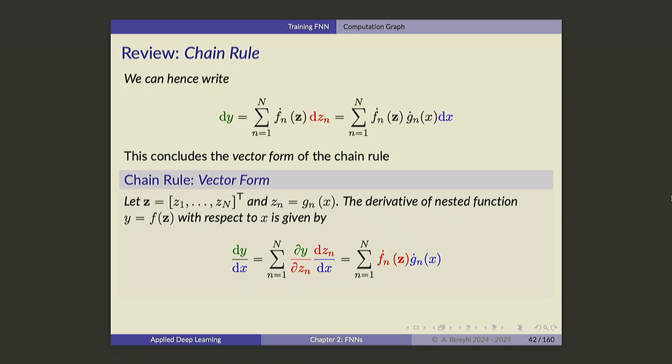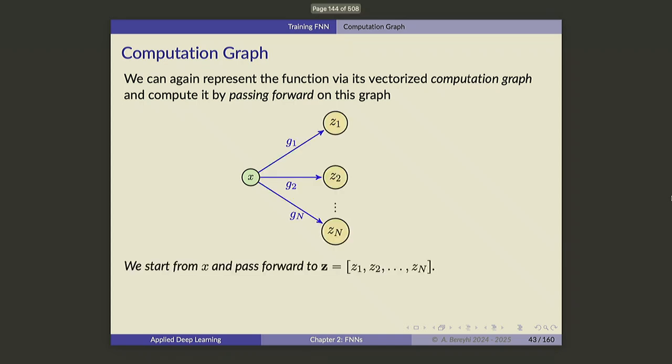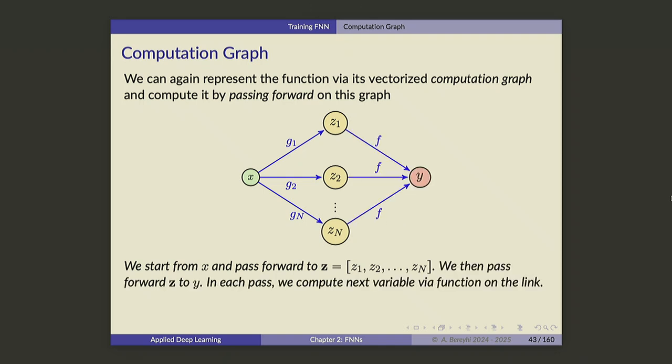Everybody's clear? Now, we can again put it on the computation graph. How can I do it? I can say this is x, right? Then I have n different functions, n different functions computing in parallel n different values of z, right? And all of these z values go together into one function f, which is computing y, right? All of them go inside f to give you y, right? Now what do you want to compute? You want to compute the derivative of this y with respect to x.